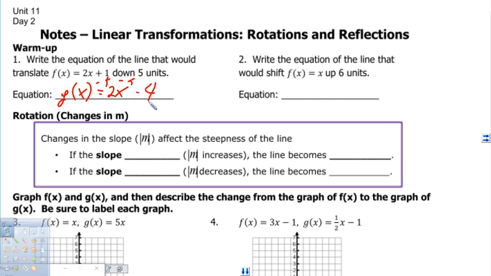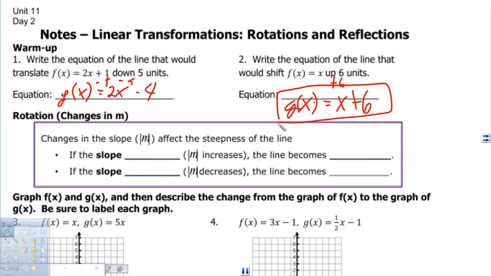And then right here, it says to write the equation of a line that would shift f of x equals x up 6. So we're going to do g of x equals, and when there's no variable or no constant on the back, we assume that it's plus 0. So it's going to be plus 6.